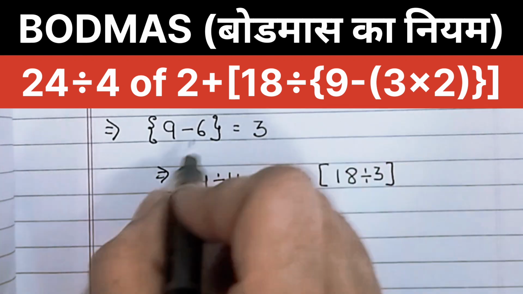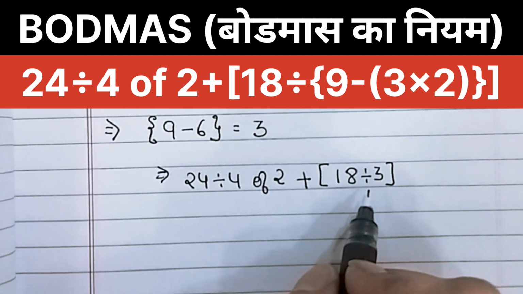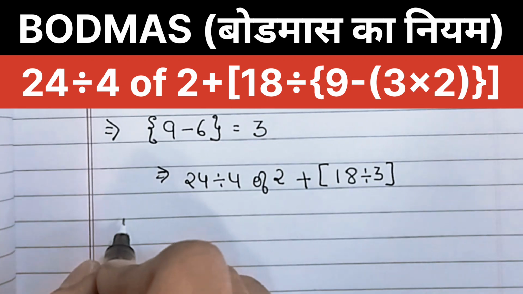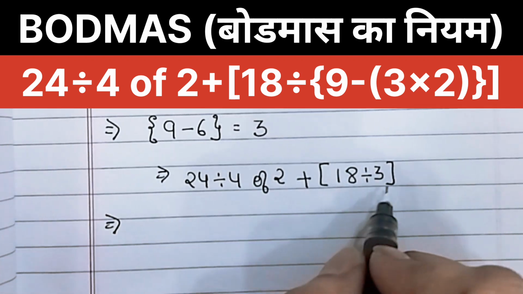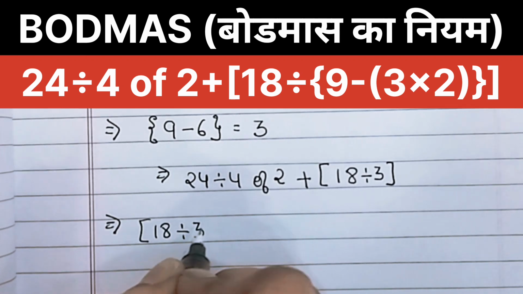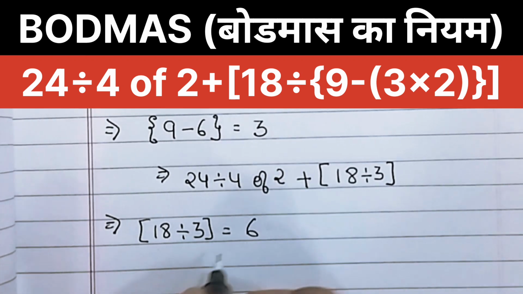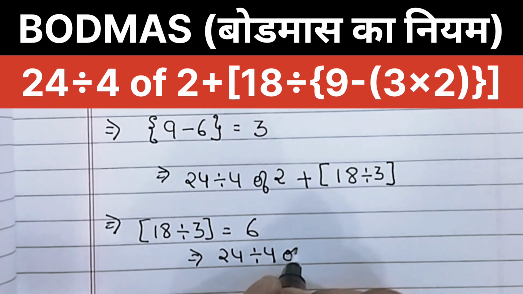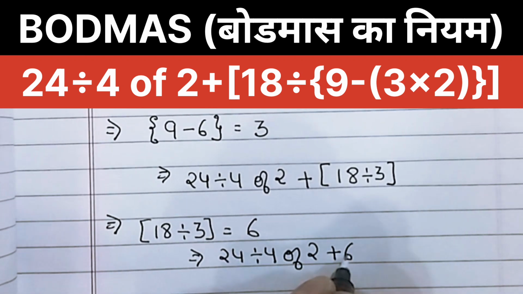Now, according to this step 2, after clearing the round brackets, we move outwards to the next set of brackets, the curly brackets. Now step 3, solve the square brackets. So now we solve 18 divided by 3 and we get 6. Now the expression becomes 24 divided by 4 of 2 plus 6.